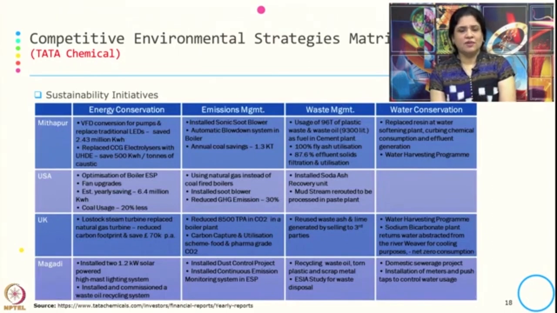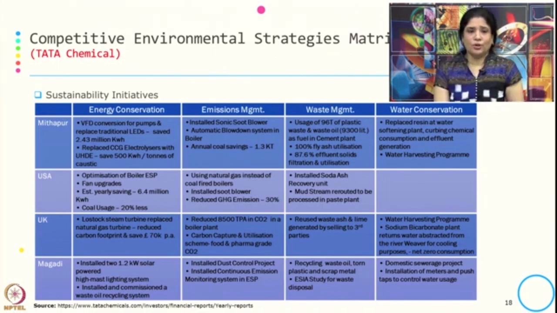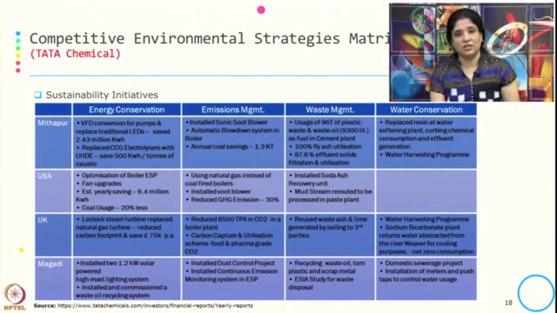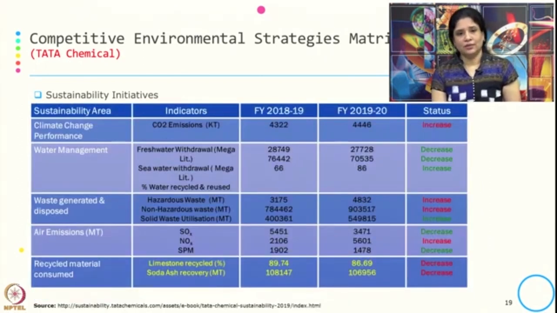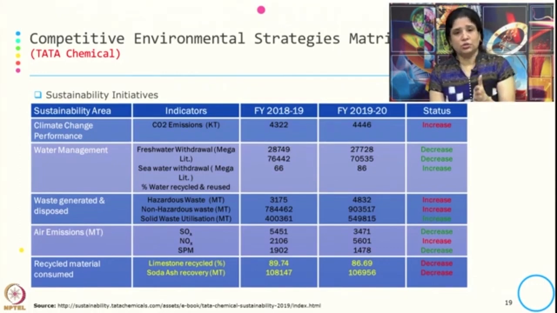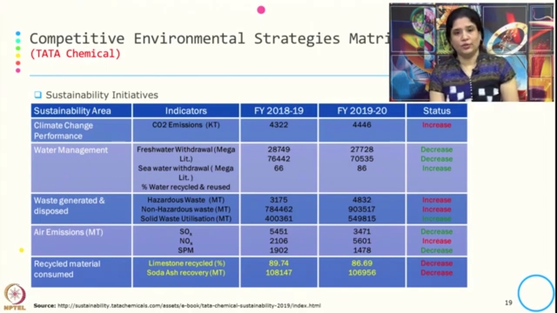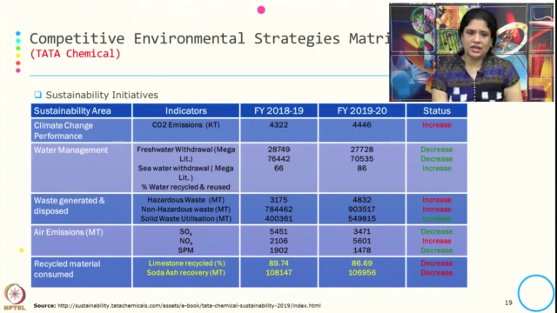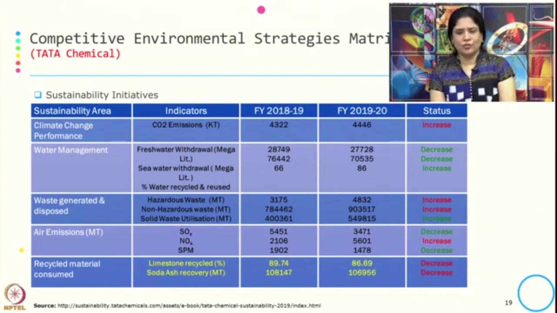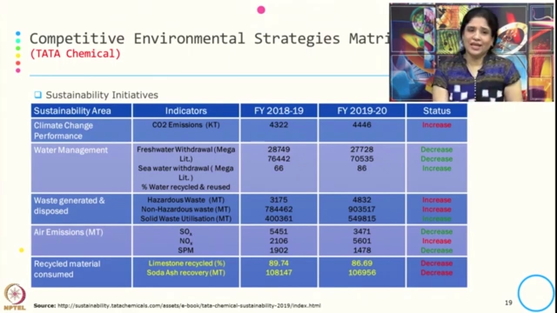And these are the sustainability initiatives listed in their sustainability report, in energy conservation, emission management, waste management and water conservation. Also, they have mapped the performance through indicators like climate change performance, that is CO2 emission, water management, that is fresh water withdrawal, and waste generated and disposed, hazardous waste, air emission, and recycled material consumed. The green one shows a status where a decrease or increase is positive, and the red one shows an increase.